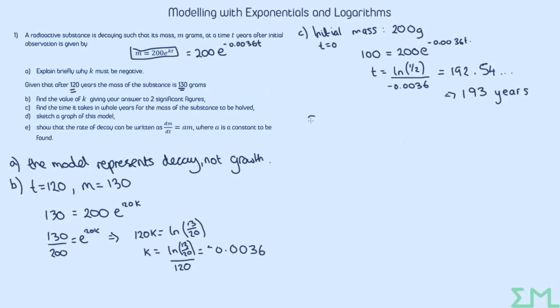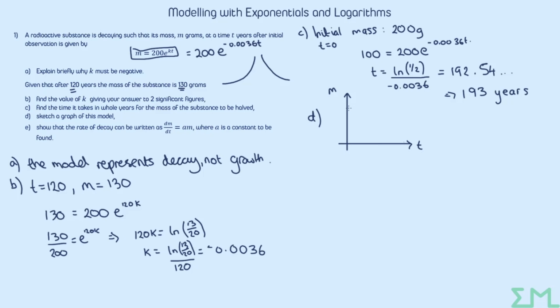Okay, part D. Sketch a graph of this model. Okay, so I'm going to draw myself some axes. We've got m on the vertical axis, t here. So we've got an exponential graph, but we have a negative exponential, so e to the minus something t. Remember, we're not going up like this. Negative in the exponential flips it in the y-axis. So I'm going to be coming down like that.